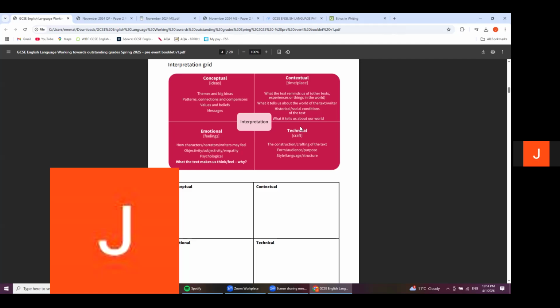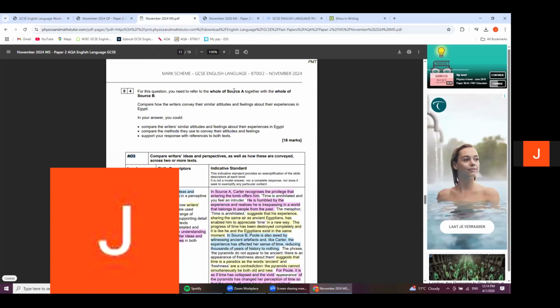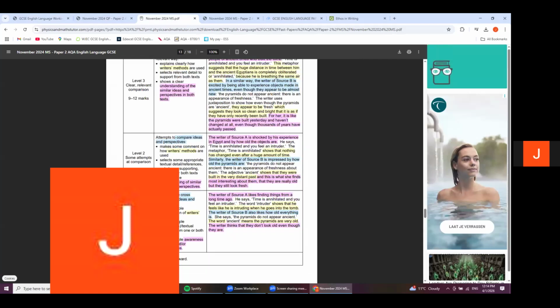Thinking about the context there, thinking about the technicalities, the craft, how has the writer used the language and the structure, emotions, how are both writers conveying their emotions through words. Okay, so again, you always want to be thinking about these 4. So I will start with a level one response.